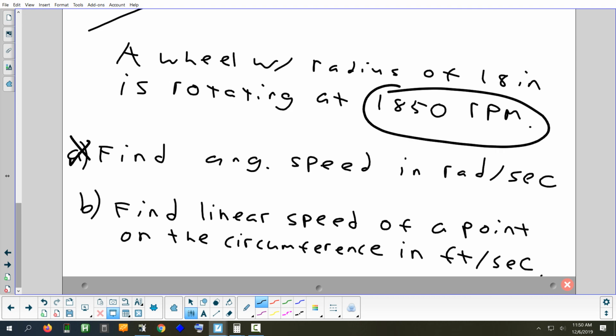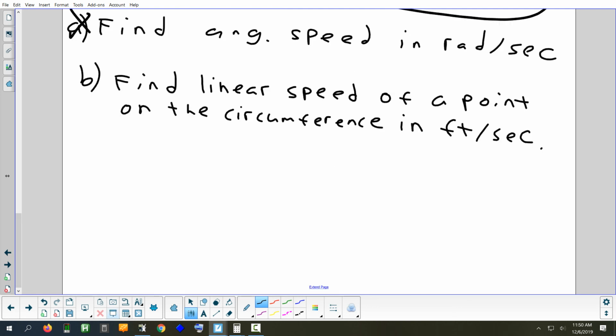Anytime you want to convert from angular speed to linear speed, revolutions is like the bridge. That's how you do it. You're already in revolution, so that's good. It's spinning 1,850 revolutions every minute.